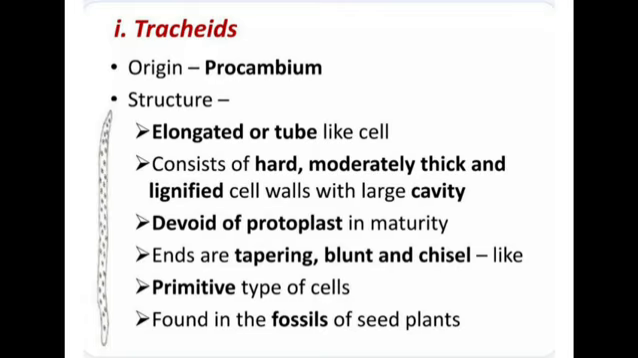Tracheids originate from procambium. Structure: elongated or tube-like cell consisting of hard, moderately thick and lignified cell walls with a large cavity, devoid of protoplast at maturity. Ends are tapering, blunt or sessile. They are primitive types of cells found in the fossils of seed plants.